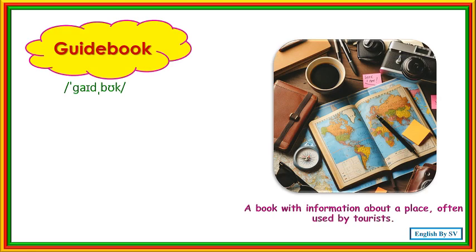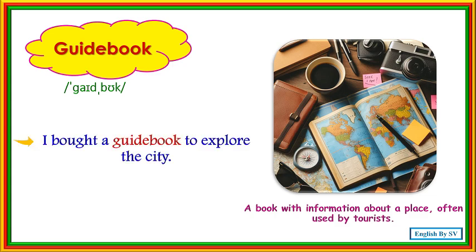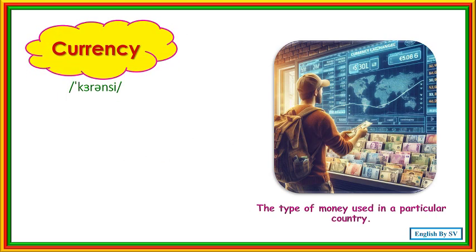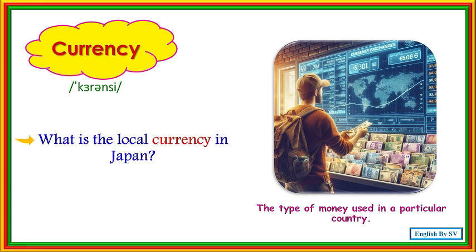Guidebook. A book with information about a place, often used by tourists. I bought a guidebook to explore the city. Currency. The type of money used in a particular country. What is the local currency in Japan?